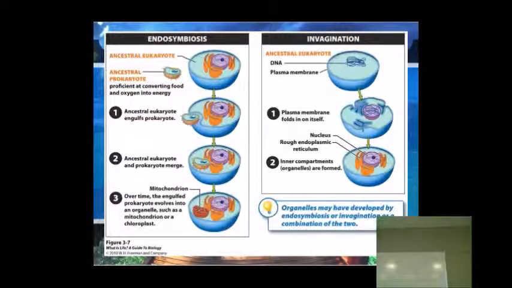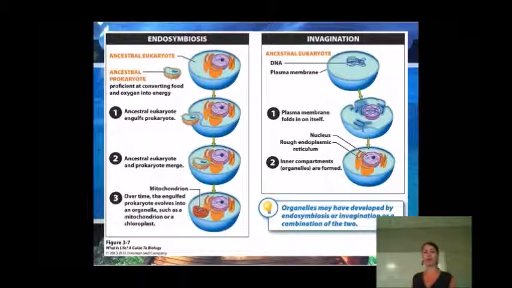There's also an interesting process called invagination. Yes, it is what you think it is. DNA is found surrounded by a plasma membrane, and as it folds in on itself, that's the process called invagination. It may have eventually become the nucleus and the rough endoplasmic reticulum, and that's how the inner compartments are formed. So we will find out at some point how that happened.